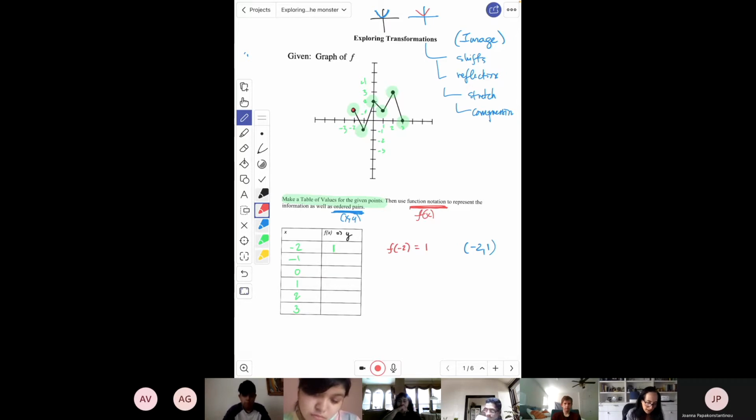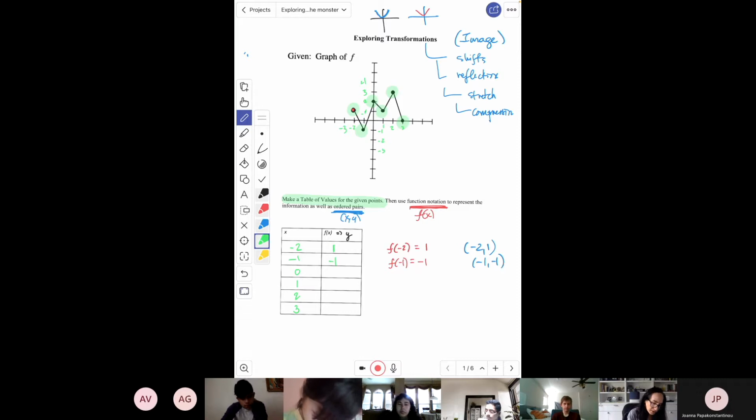So I'm going to continue to make my table of values. Let's see if you can tell me the outputs for the rest of these inputs. When x is -1, what is y? -1. Yes, it is, -1. So I could write this as f evaluated at -1 is -1. And again, the ordered pair would be -1, -1. So we've got to be able to look at the graph, write the table of values, represent it in function notation, represent it as an ordered pair.